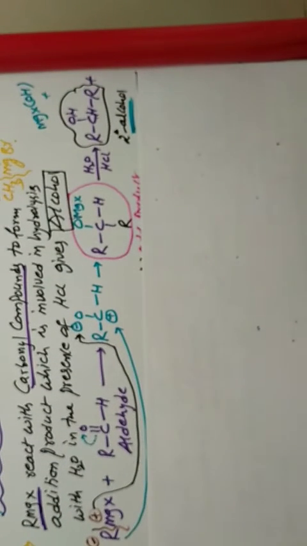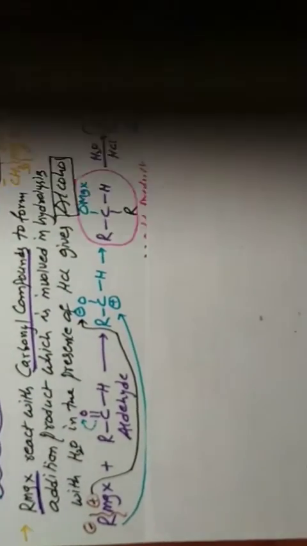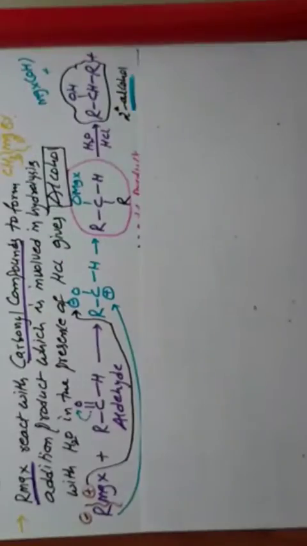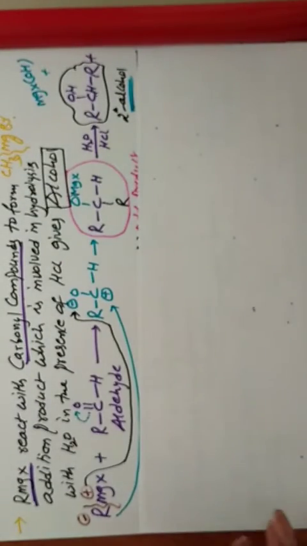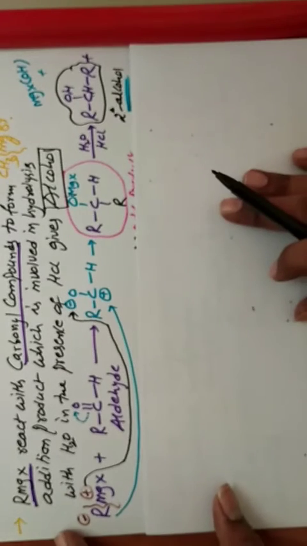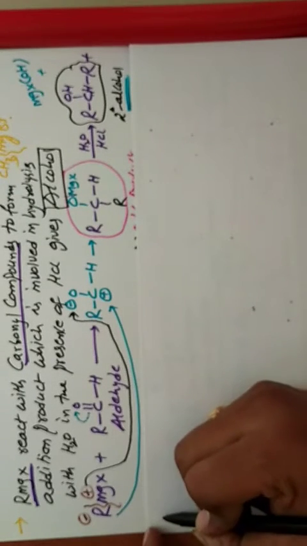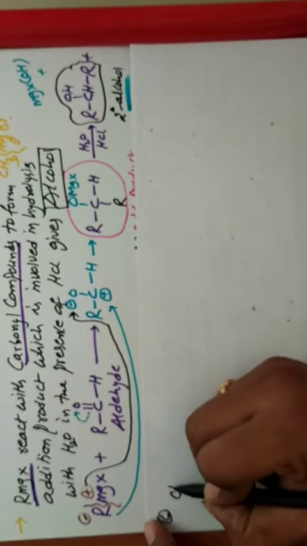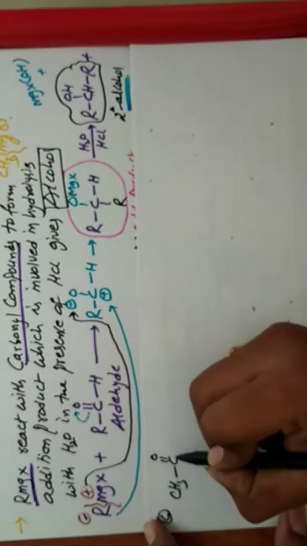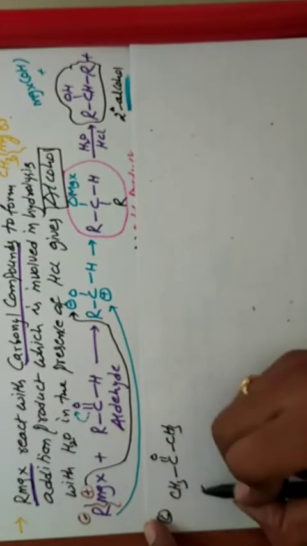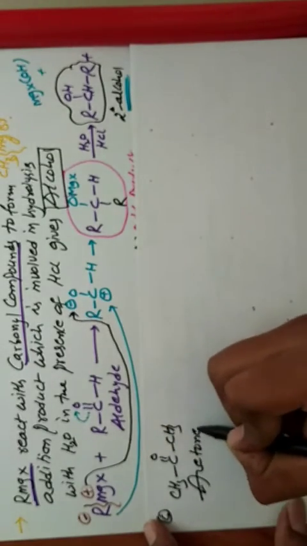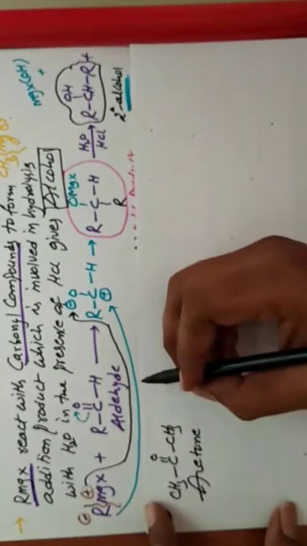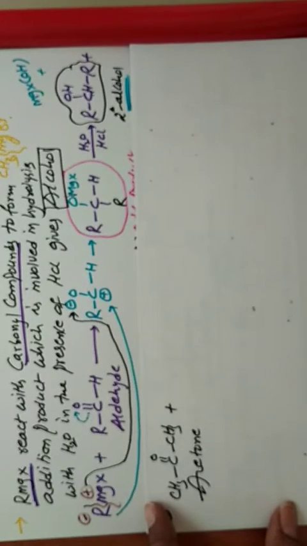In the case of this one, okay, so this is the mechanism. In the case of another example, ketone. What is the ketone example? CH3–C=O–CH3. What is this name? Acetone. So acetone reacts with methyl magnesium bromide.